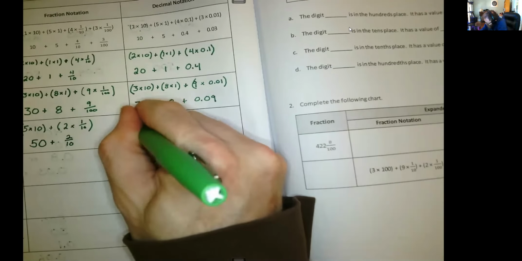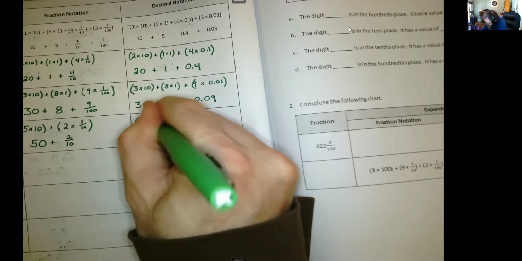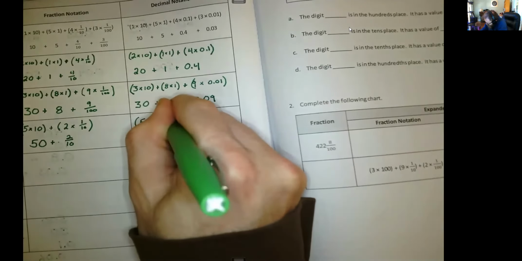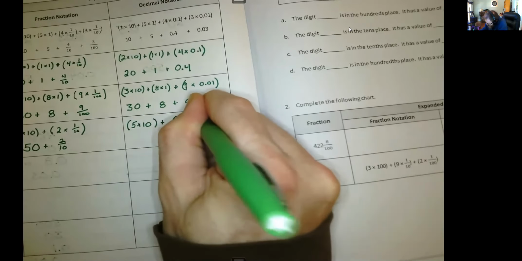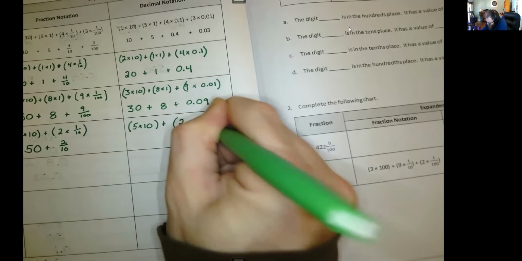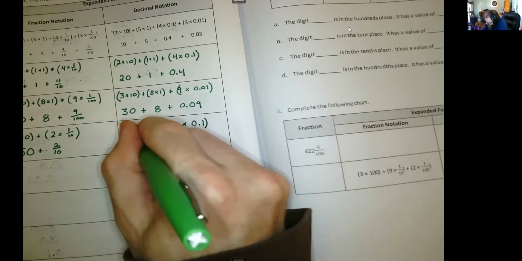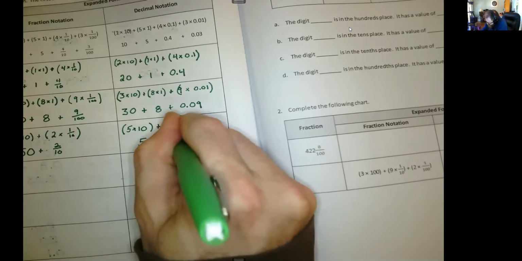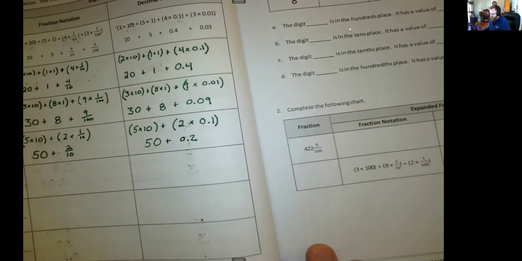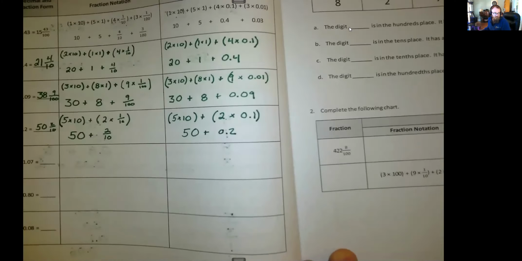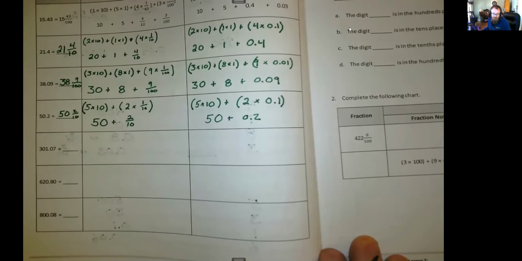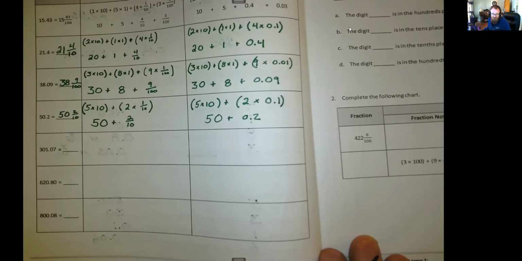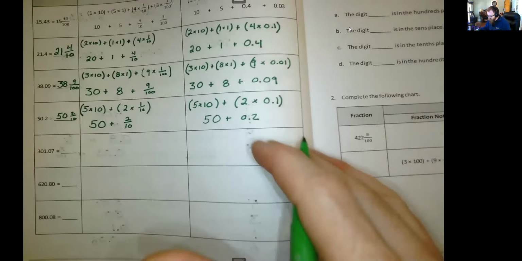And in decimal form, 5 times 10 plus 2 times 0.1. And that gives us 50 plus 2/10, 50.2. We're showing the same values broken out into tenths, hundredths, ones, and tens. Each place value listed separately.